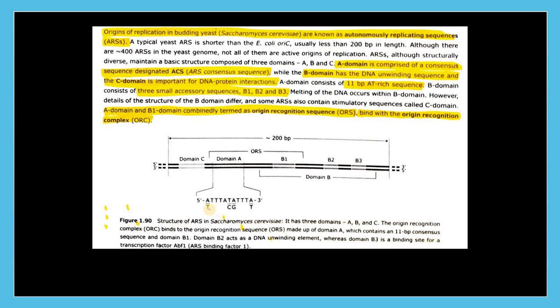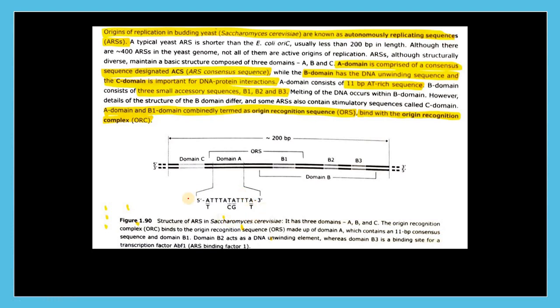So it is ACS, and then we have the B domain that has DNA unwinding sequences, where all those factors will come in and start unwinding the DNA. And the C domain is important for the DNA protein interaction. What type of DNA protein interaction is occurring here? It's basically all the factors which are attaching here, all the enzymes which will come and start the replication. All these are proteins, right? And this is the double-stranded DNA.